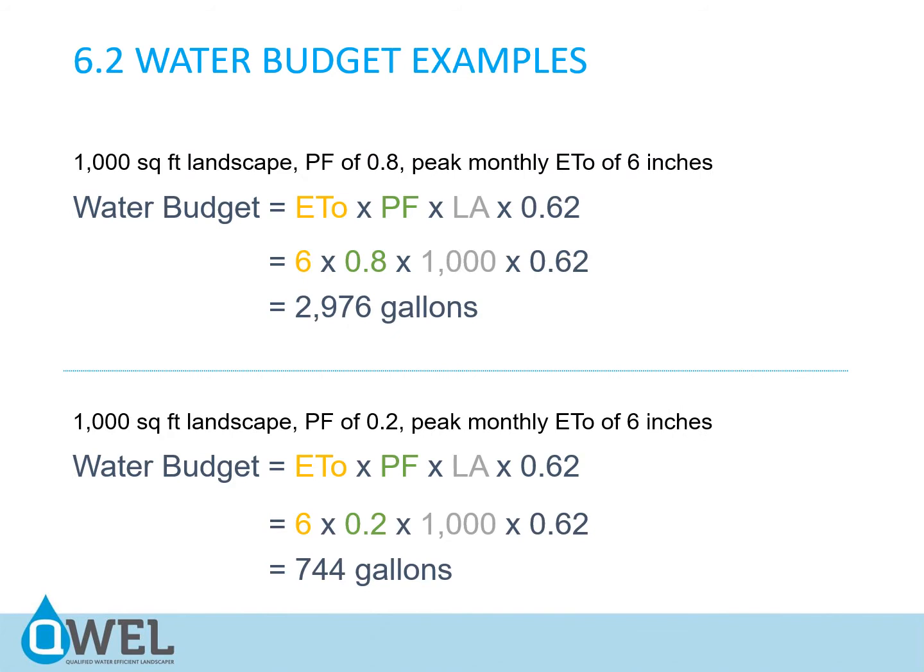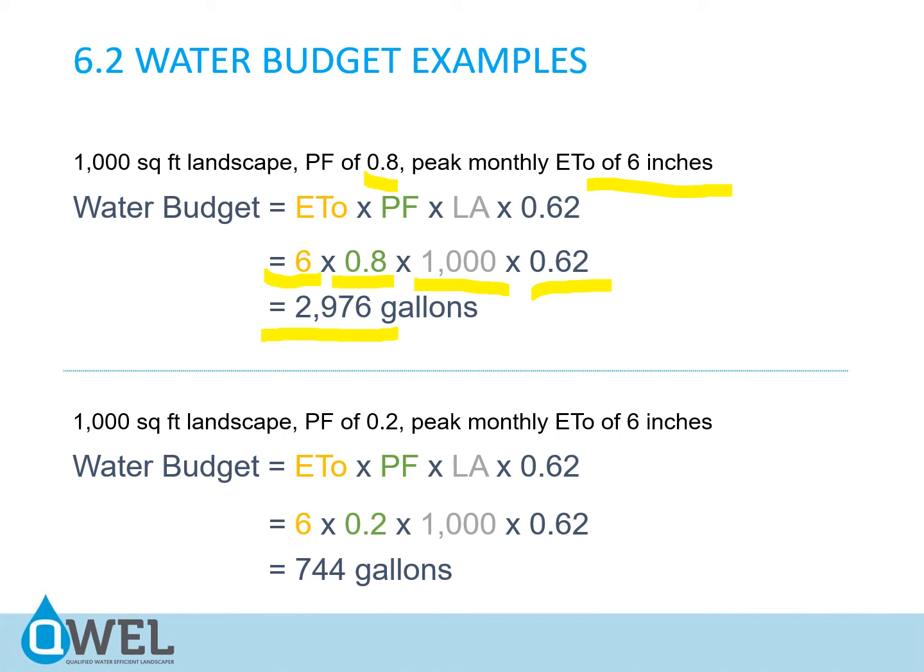6.2, water budget examples. So here we have a 1,000 square foot landscape. We have a plant factor of 0.8, and we have a peak monthly ETo of 6 inches. So here we're going to take our formula and break it down. We have 6 inches of ETo. We have our plant factor of 0.8. We have our landscape area of 1,000 square feet that we now are going to convert into gallons, which equals 2,976 gallons of water is estimated to be needed to irrigate that particular area.